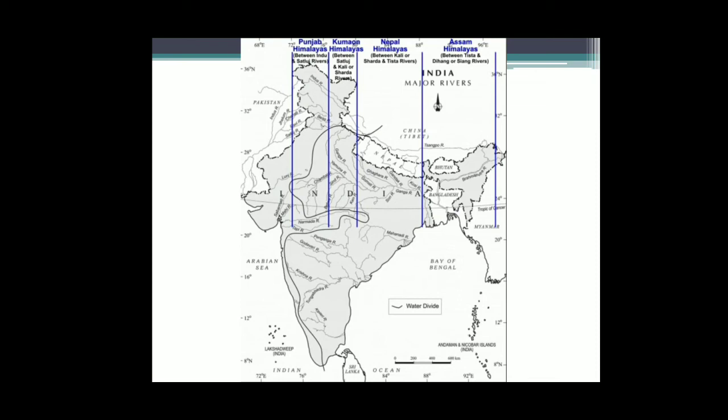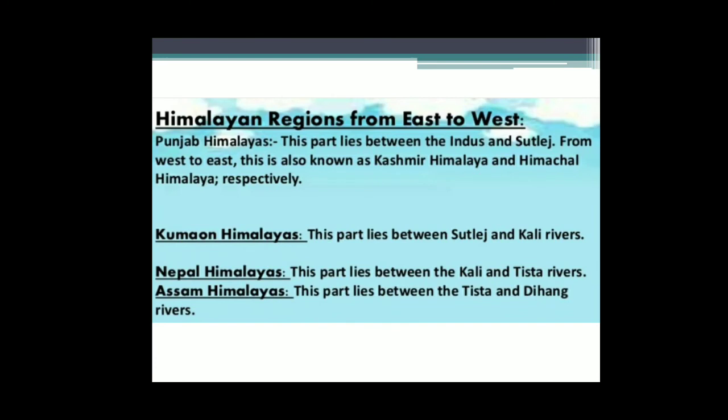When we see the picture of this map of India, you find there is one more division of the Himalaya, according to west to east, also demarcated by river valleys. So there is one more way the Himalaya is divided on the basis of regions from west to east, and this west to east division is demarcated by river valleys. These are respectively the Punjab Himalayas, because it is drained by the Indus and Satluj rivers from west to east. This is known as Kashmir as well as Himachal Himalaya respectively.